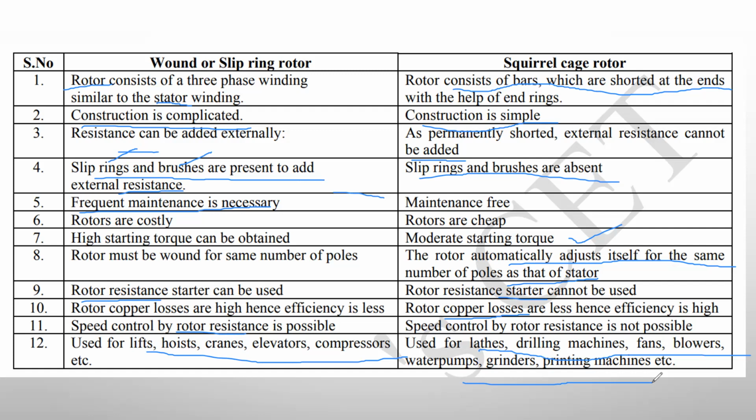So we have some differences between the two. Mostly the squirrel cage is used in industry because it is simple in construction and maintenance free. That is more important. It also depends upon the applications, what type of applications we are using. See here, they have given the applications: lift, hoist, cranes. These things can be run by slip ring. Lathe, drilling machine, blower, water pump, grinder. These things have to be run by squirrel cage.